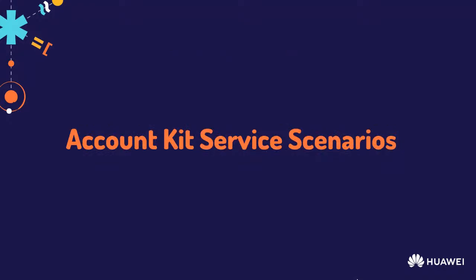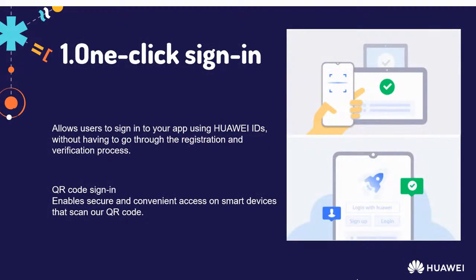Now I will tell you what kind of scenarios you need to use the Account Kit for. The first one, the Account Kit contains the main function called one-click sign-in. The Account Kit depends upon the Huawei IDs, as I said before. All Huawei users already have a Huawei ID on their devices, because this is the first thing that the user does once they buy a new device. So they just fill up the information once and they create their Huawei ID to access other Huawei services.